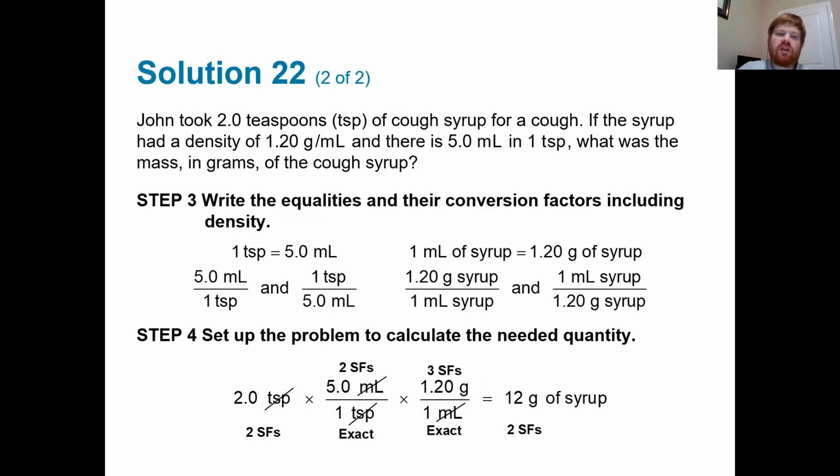Okay, so I already mentioned that. Our two conversion factors here are 1 teaspoon equals 5.0 milliliters, and 1 milliliter of syrup equals 1.20 grams of syrup. That's the density. So starting from 2.0 teaspoons, we know that there's 5.0 milliliters per 1 teaspoon. We set up the teaspoon to cancel out here: 5.0 milliliters in the numerator, and then 1.20 grams per 1 milliliter, with milliliters again in the denominator, now to cancel out the milliliters from before. That gives us our answer to two significant figures of 12 grams of syrup.